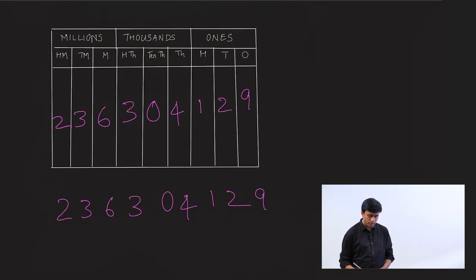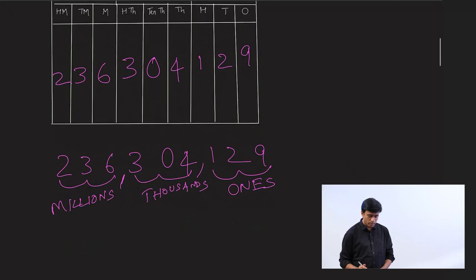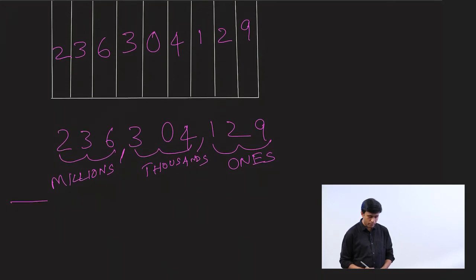And the periods in the international system are groups of 3. So these 3 form the first period, ones. These 3 form the thousands period. And these 3 form the millions period. And the periods are separated by commas. Let's read the number from left to right.